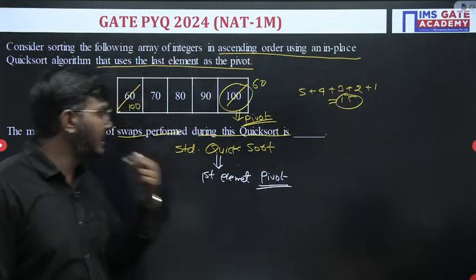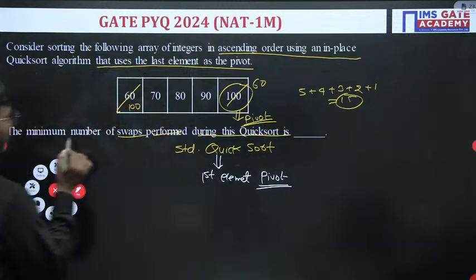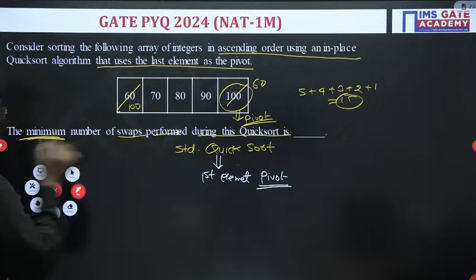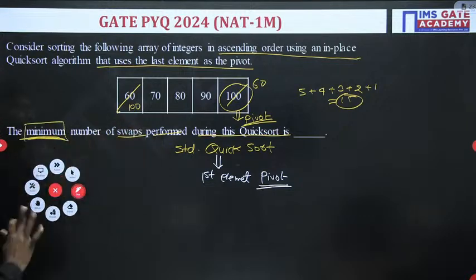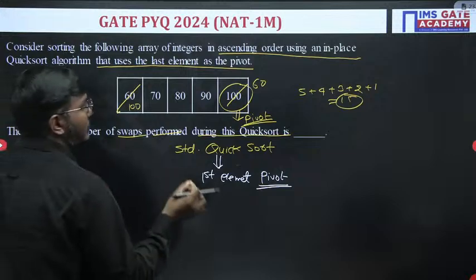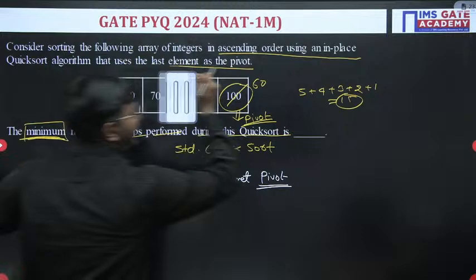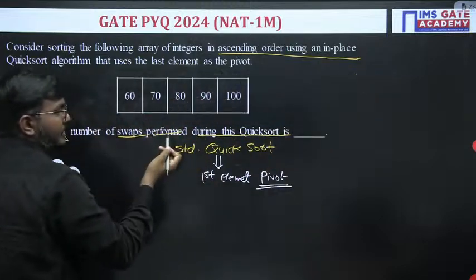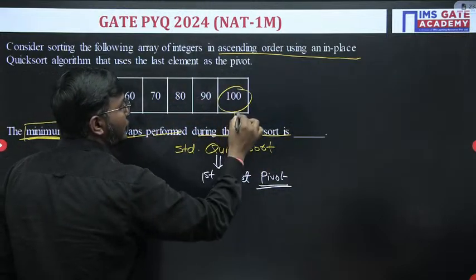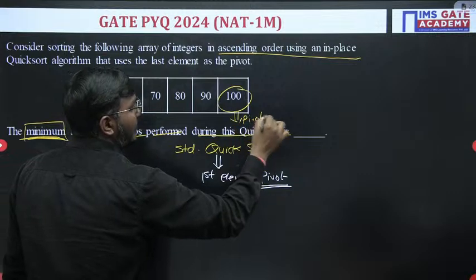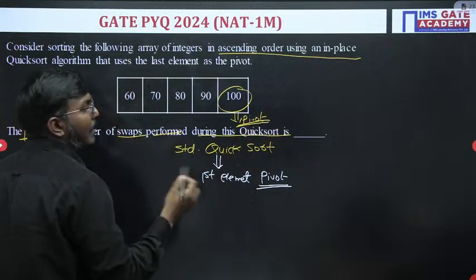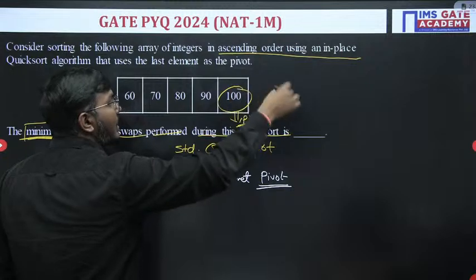But the problem is asking for the minimum number of swaps. So the complete problem is bound on the minimum number of swaps. Again we have to think, is there any other way so that we can get the minimum number of swaps? Now if you have an array that is already sorted, and the last element is your pivot element, then we can run the partition algorithm from the last element itself.